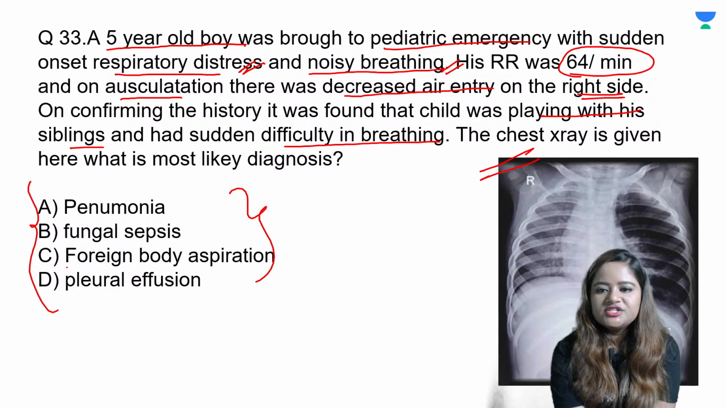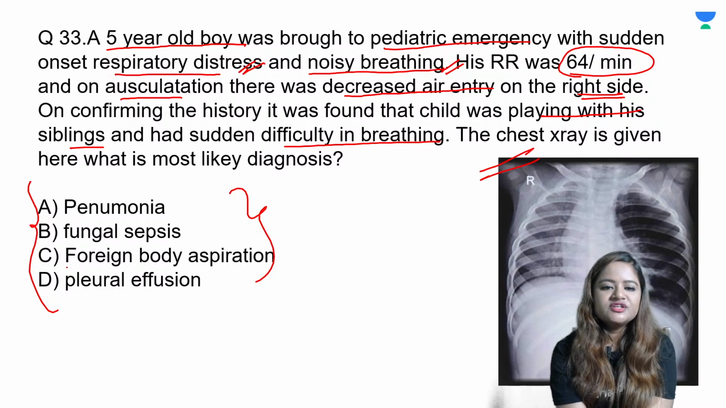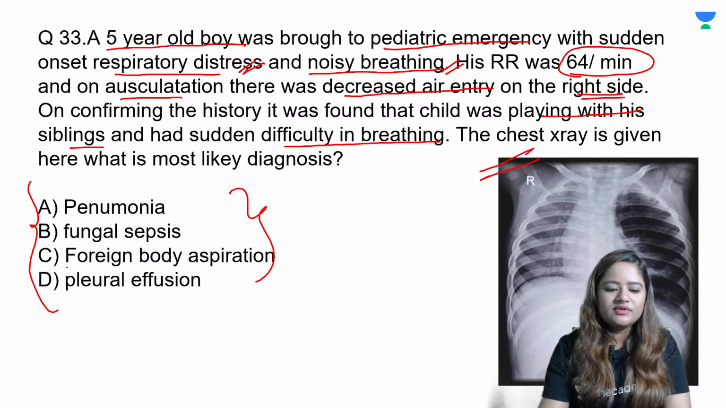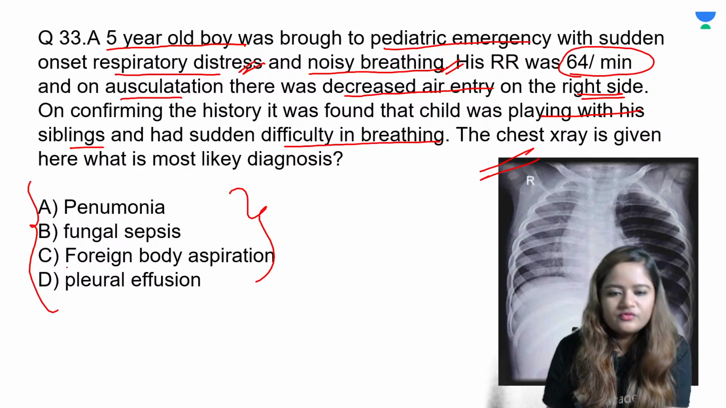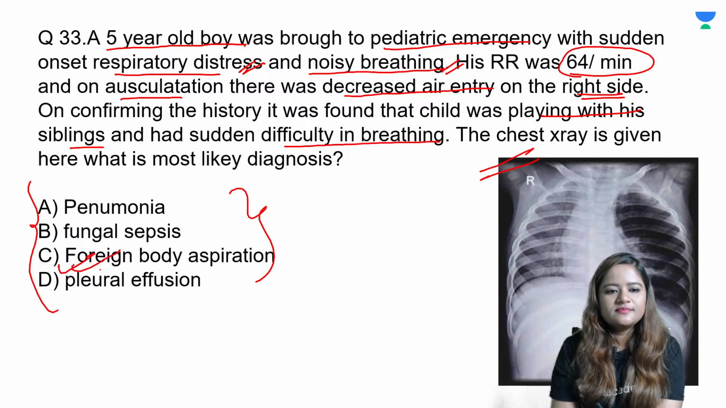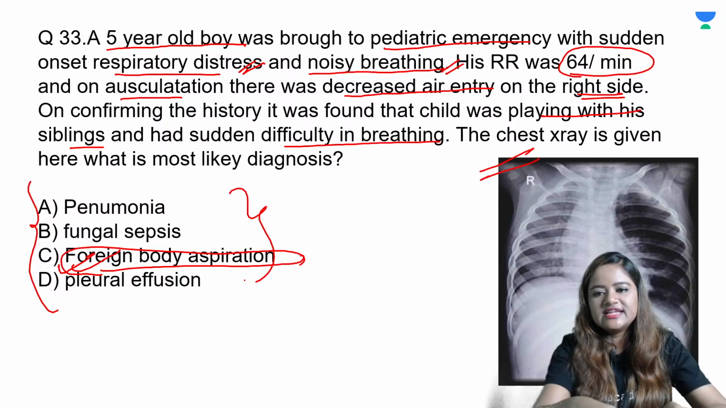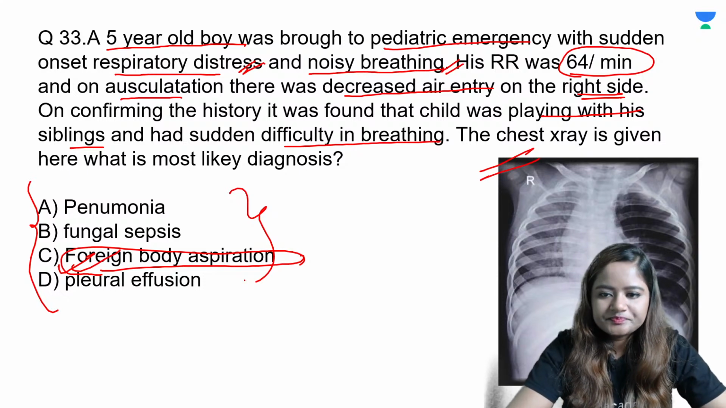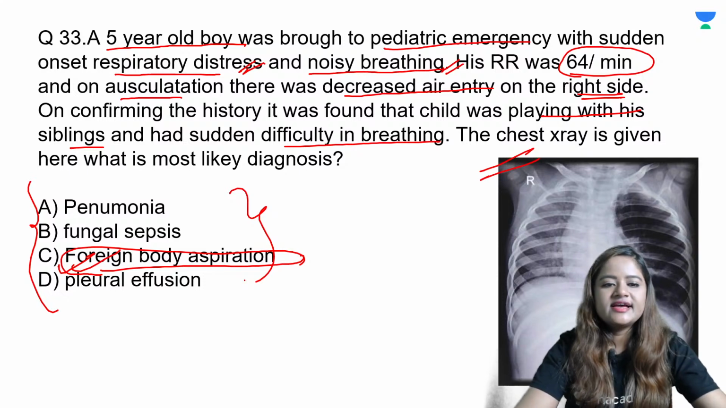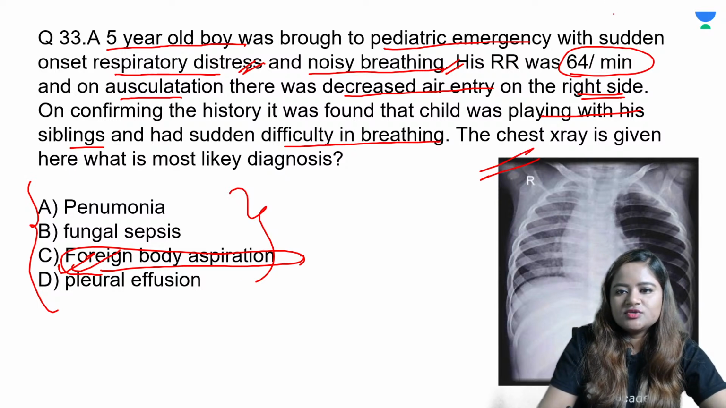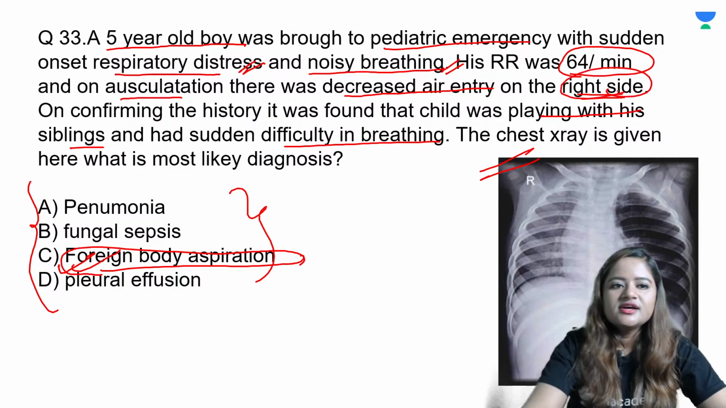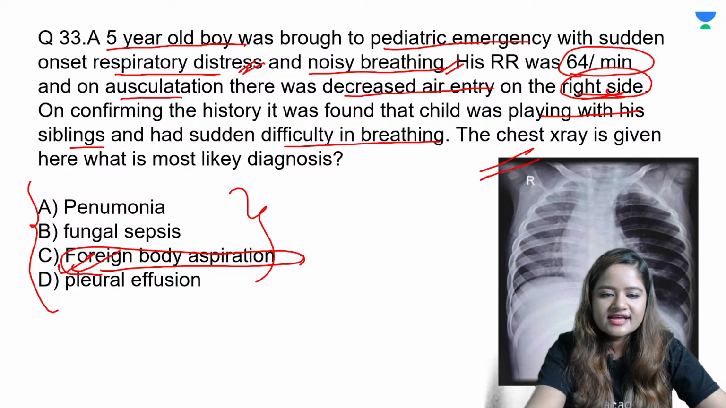So there is hyperinflation on one side. Unilateral hyperinflation is a classical finding seen in only one condition, which most of you have already marked. That is option number C, foreign body aspiration. So there is unilateral hyperinflation of the lungs, and especially if there is foreign body aspiration, it is going to have findings on the right side of the chest. Okay? So the answer is going to be foreign body aspiration.